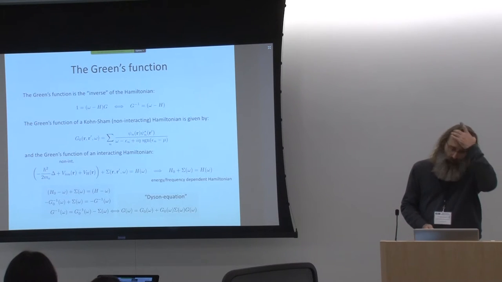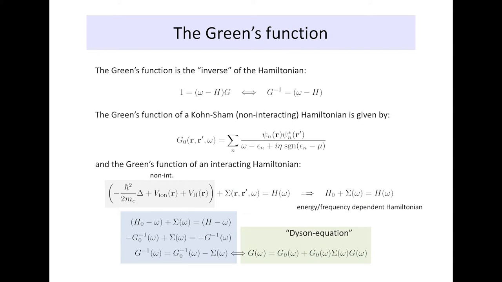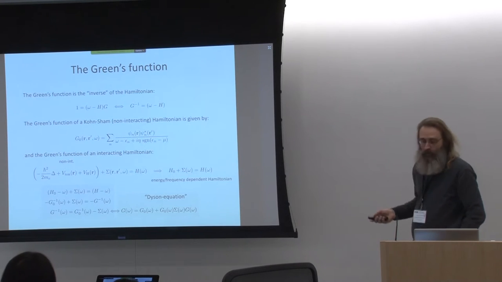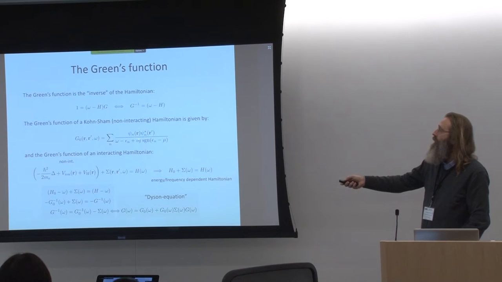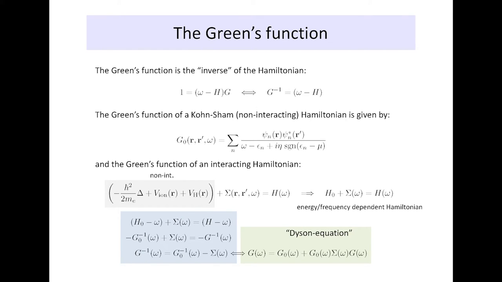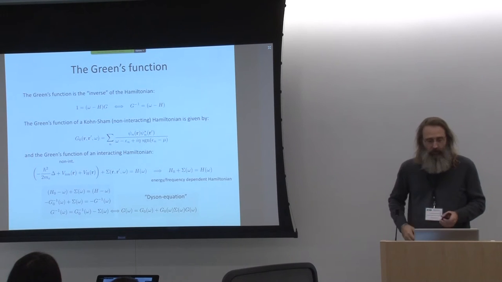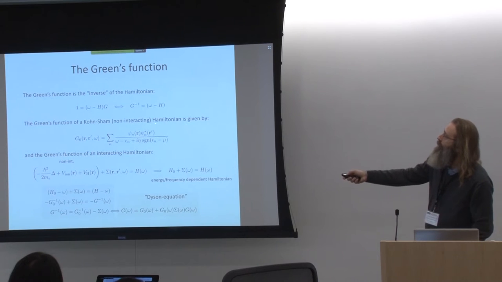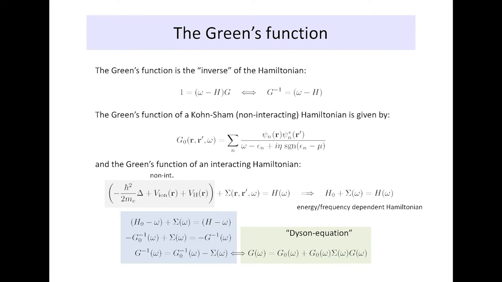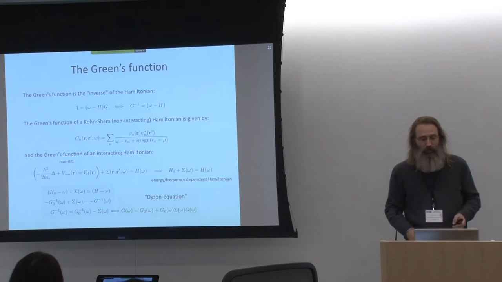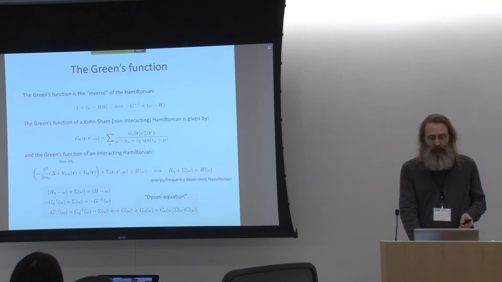So let's have a look at what Green's functions actually are. The Green's function, by definition, is the inverse of the Hamiltonian. That is written here. And the nice thing is that for our Kohn-Sham system, for our non-interacting Hamiltonian, we can write the Green's function in terms of quantities that we can access, right? So we have here our Green's function as a sum over one-electron orbitals that we get out of solving our Kohn-Sham equations and these one-electron eigenenergies. So that's nice. We do know how to get the Green's function of a non-interacting system, of our Kohn-Sham system. Well, this is just a description of how you would arrive at a Green's function for an interacting Hamiltonian, starting from the non-interacting one, but I won't go deeper into that now.